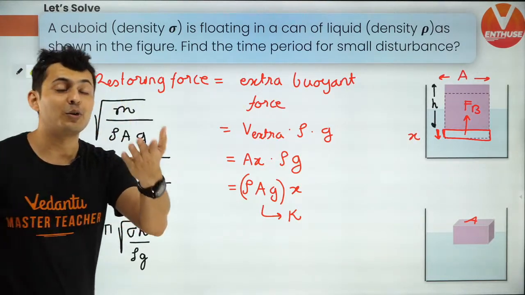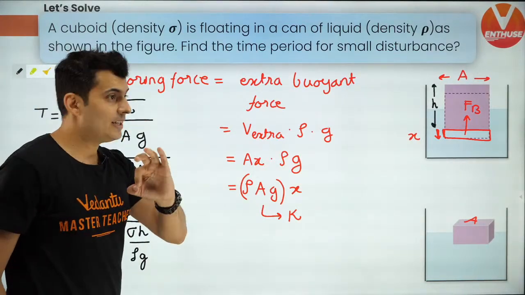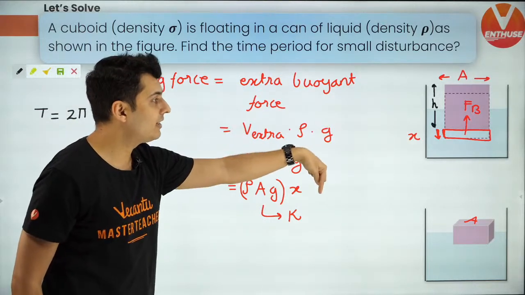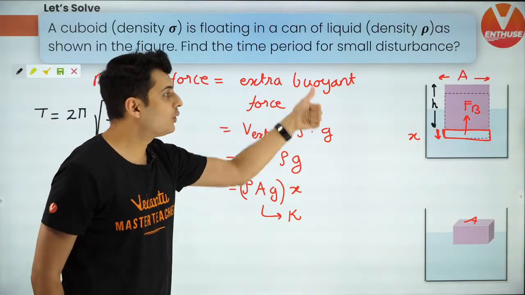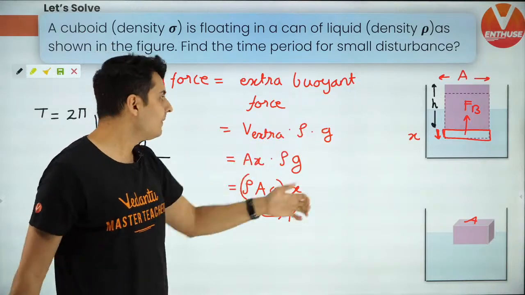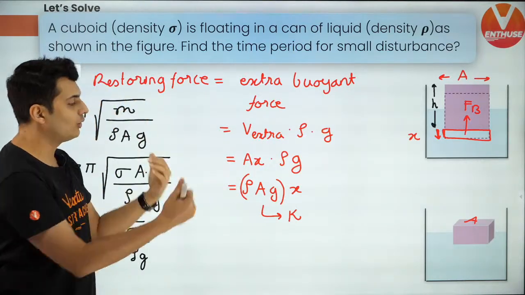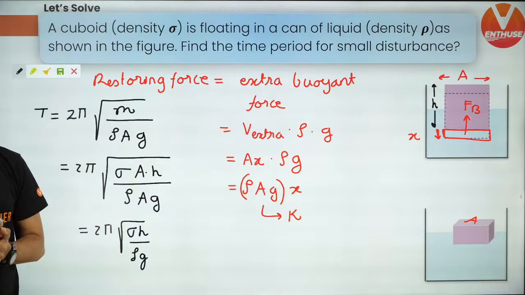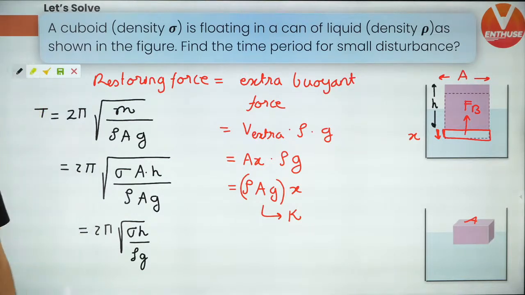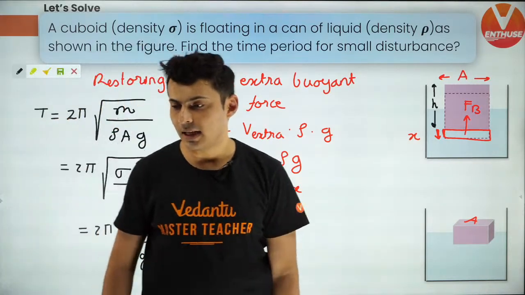Yes, restoring force must be negative, sign convention wise. So where is our displacement? Down. Where is the force? Up. So automatically it is negative, just that I have calculated the magnitude of the restoring force. I hope this is clear. Okay? I hope that clears all the doubts.